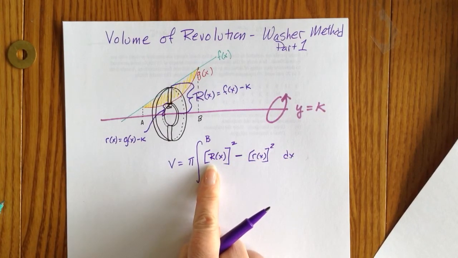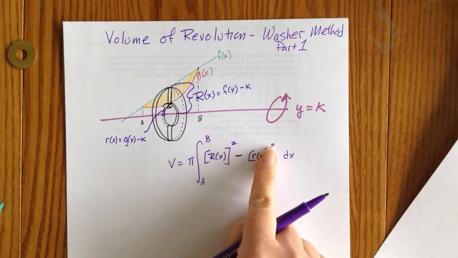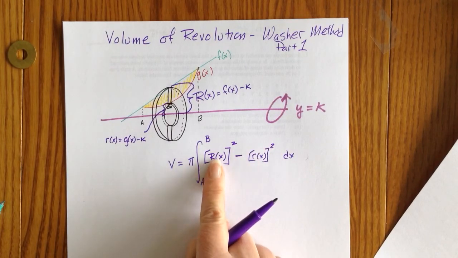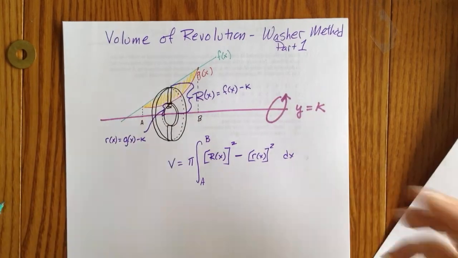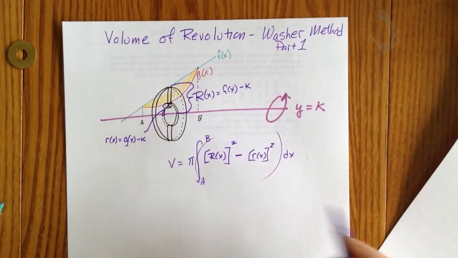Now listen, let's not be crazy. Each of these is squared independently. You can't do big R minus little r all squared. That's wrong. It is correct to have the squares on each part.